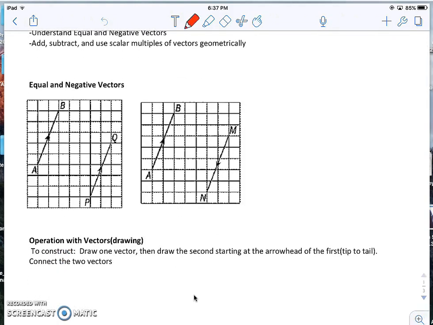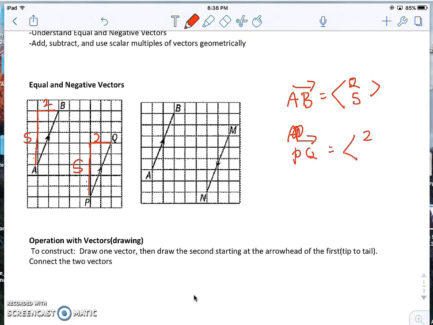So if a vector is equal, for example this one, 1, 2, 3, 4, 5, and 2, we could say AB is (2, 5). And you'll notice here, 1, 2, 3, 4, 5, and 2. So that's vector PQ. We'd also say vector PQ is (2, 5). So these vectors are equal. A reminder, it's a position vector if it comes from the origin.